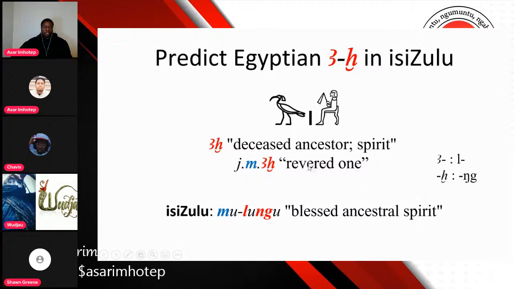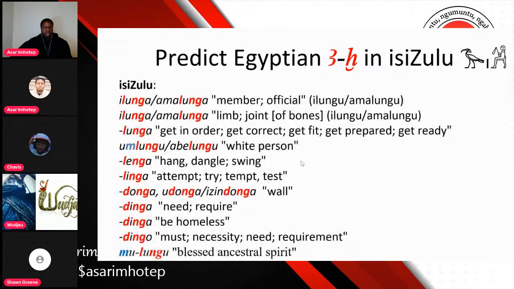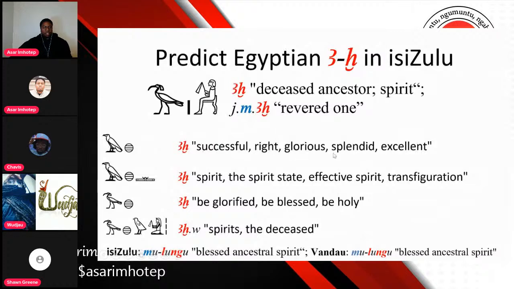So you can see how, even with the meaning given or reading it in a sentence, we can get a rough idea based upon the classifiers that are attached, if a classifier is attached. And so we looked and we voted. We said Mulungu was more likely it, and it comes to find out that is exactly the case here. And when we look at the word ak itself, it corresponds in many cases with a few of these definitions that we see here. Ak itself means successful, glorious, splendid, excellent, spirit, the spirit state, effective spirit, transfiguration, to be glorified, to be blessed, to be holy.